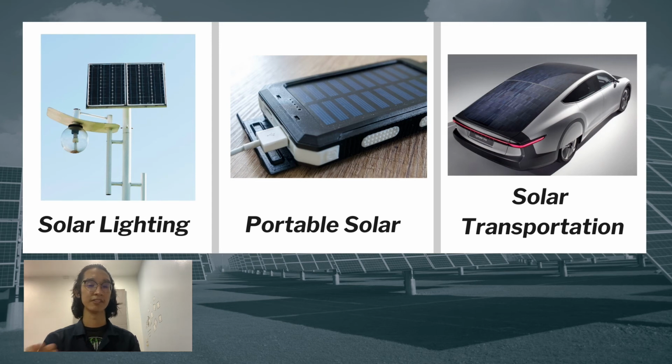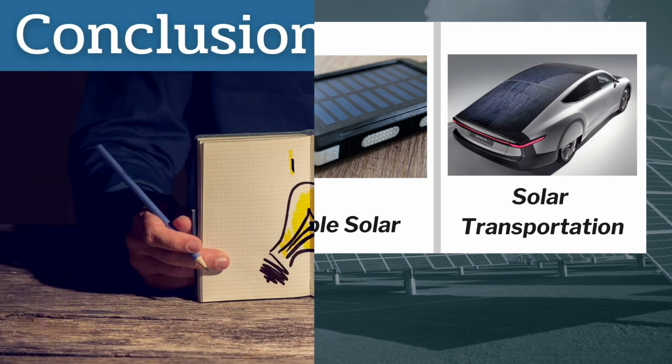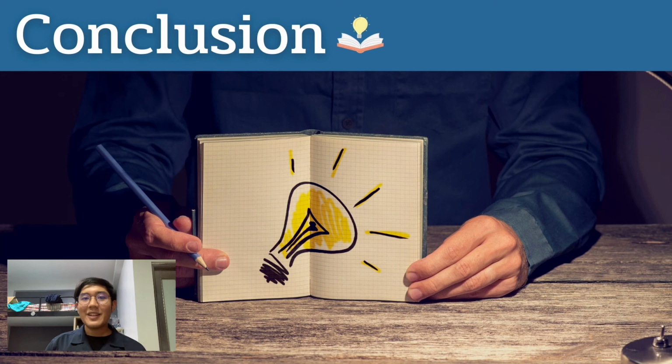Finally, in the future, with existing applications, solar-powered vehicles, including buses, trains, airplanes, and race cars, will be widely available. Now that we are approaching the end of our presentation, let me briefly summarize what we have explained about our topic, manufacturing of solar cells.